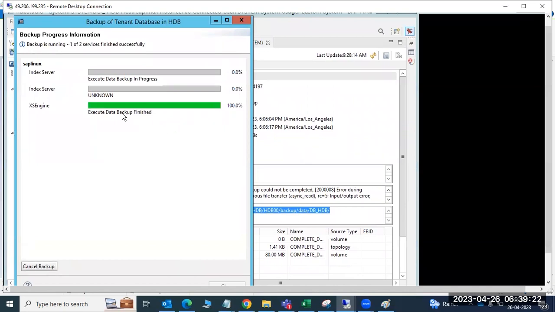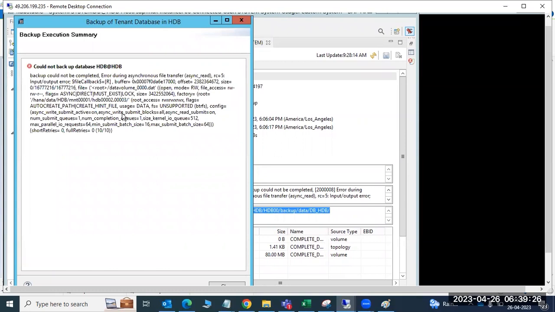Access engine is completed. No, it got failed. Okay, the root access, the root got failed. Okay, let me set this.